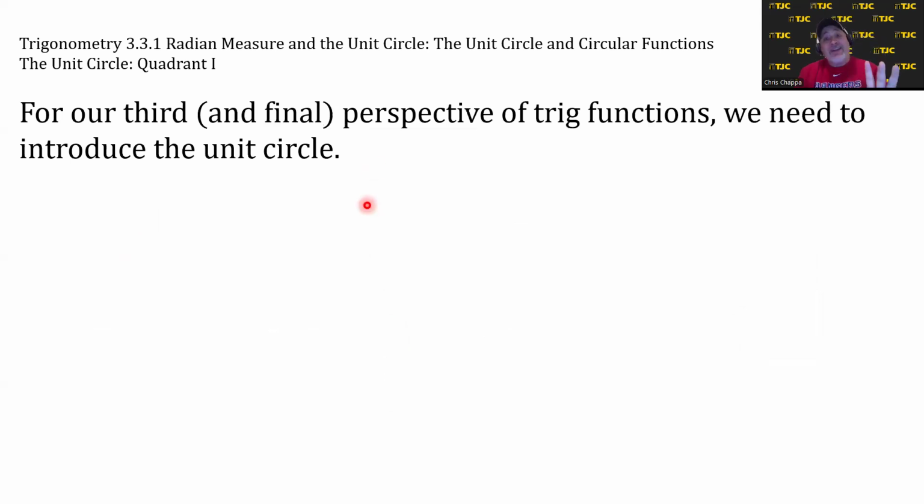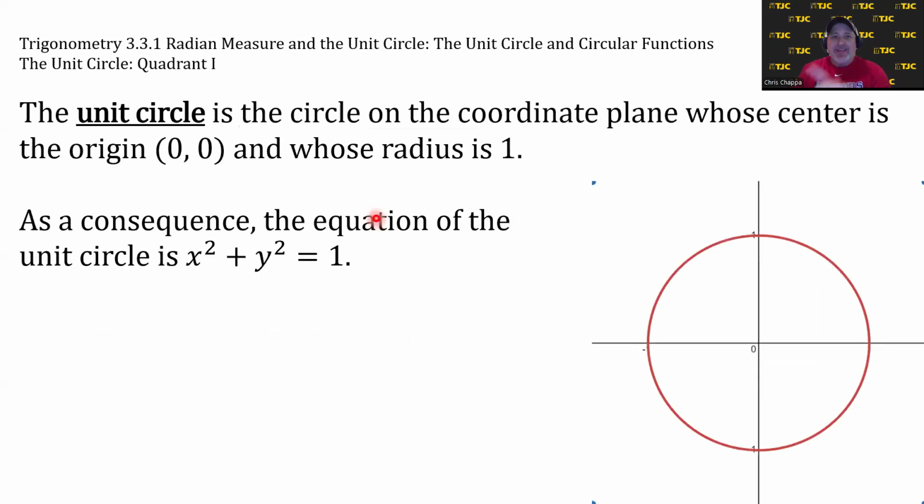For our third and final perspective of trig functions, we need to first introduce the unit circle. The unit circle is the circle on the coordinate plane whose center is the origin, (0, 0), and whose radius is 1. What makes a unit circle unit is the radius of 1. Now, as a consequence of this center and radius, the equation of the unit circle is x squared plus y squared equals 1.